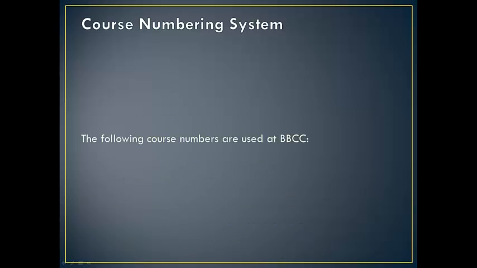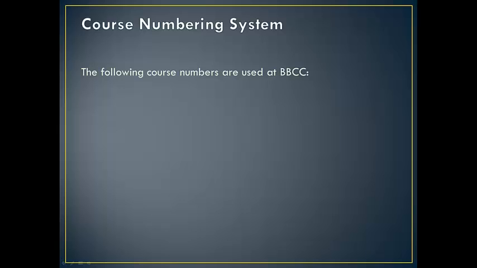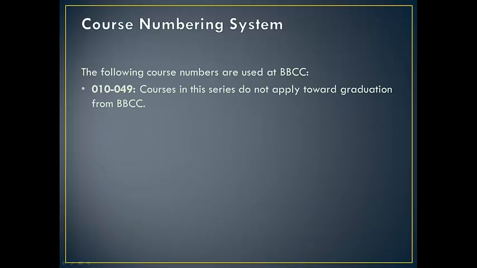Big Bend has 3 different sets of course numbers, and they're specific to Big Bend, although many of the course numbers are exactly the same across the community college system. First, we have course numbers 10 through 49.